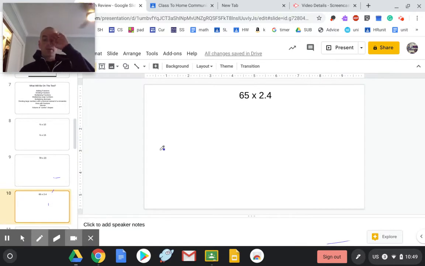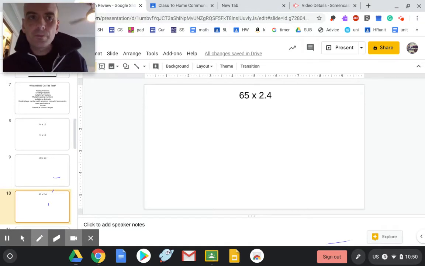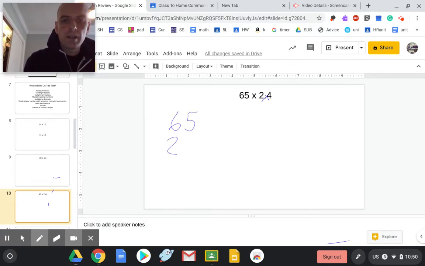Okay, so multiplying with decimals. You can do the area model or you can do the algorithm here. I'm only going to do one on this problem, but it's the same idea. I'm going to do the algorithm, but whichever way you do, just pretend there's no decimal here. Just pretend it's 65 times 24. So do 65 times 24.